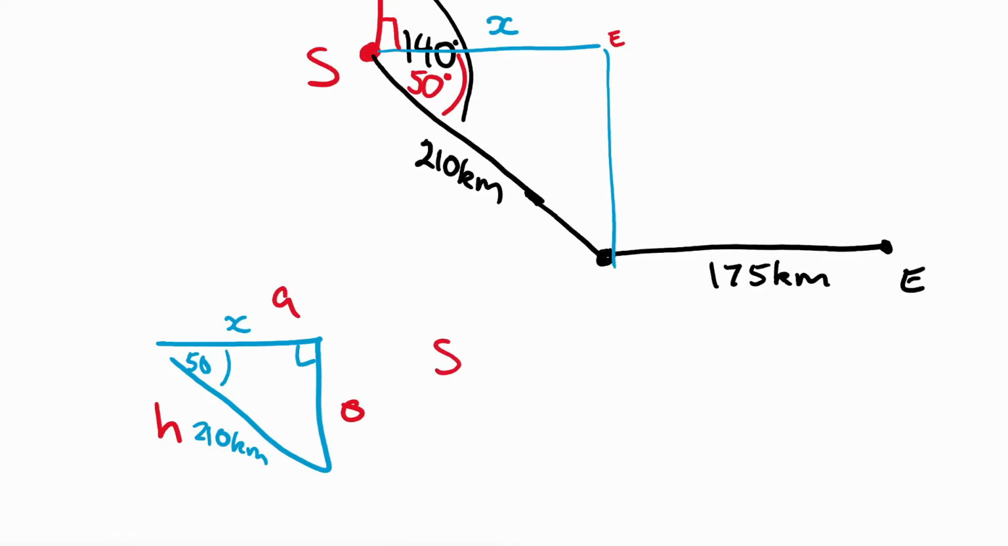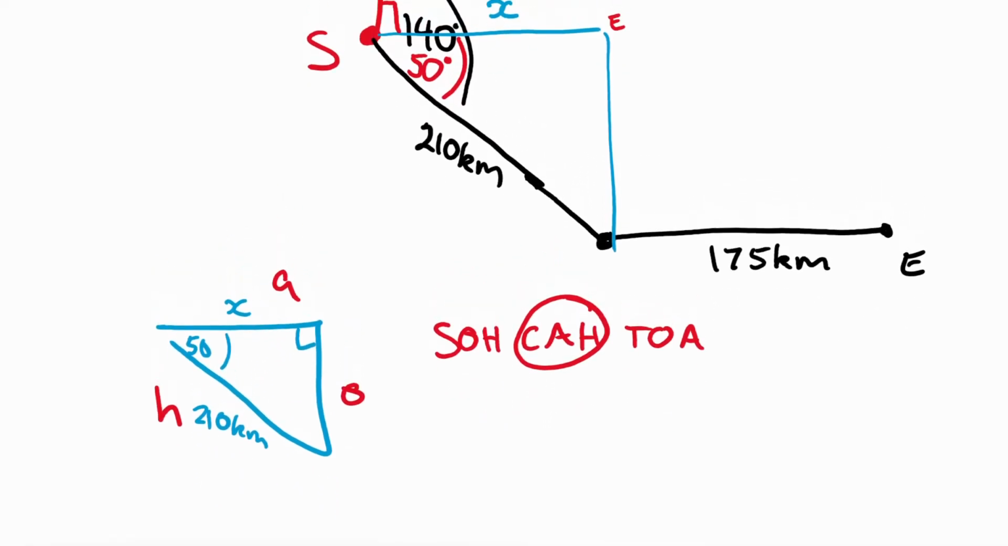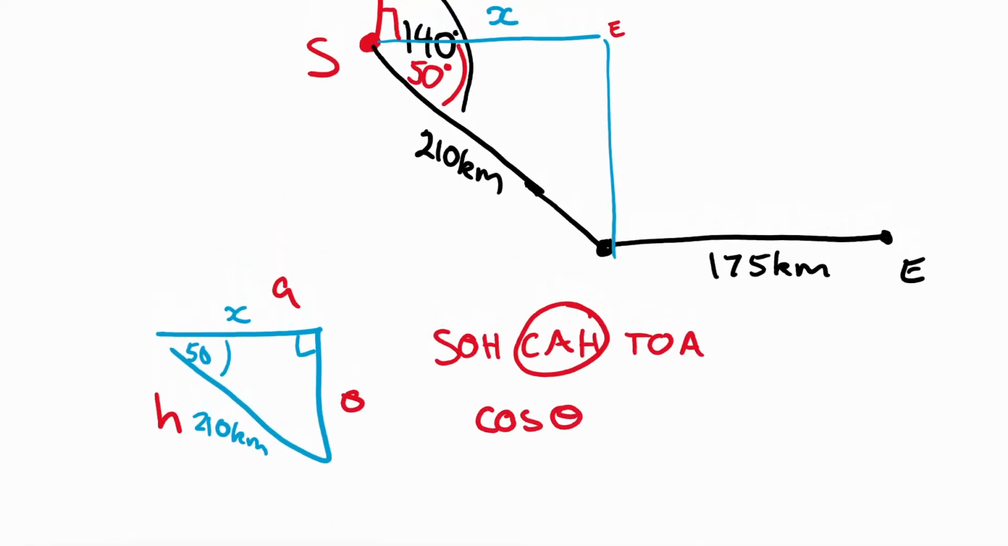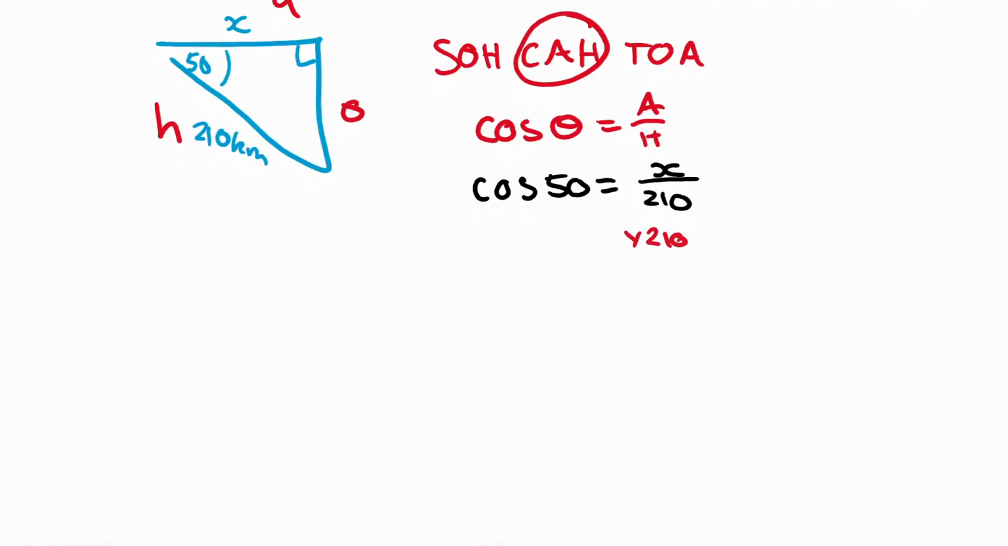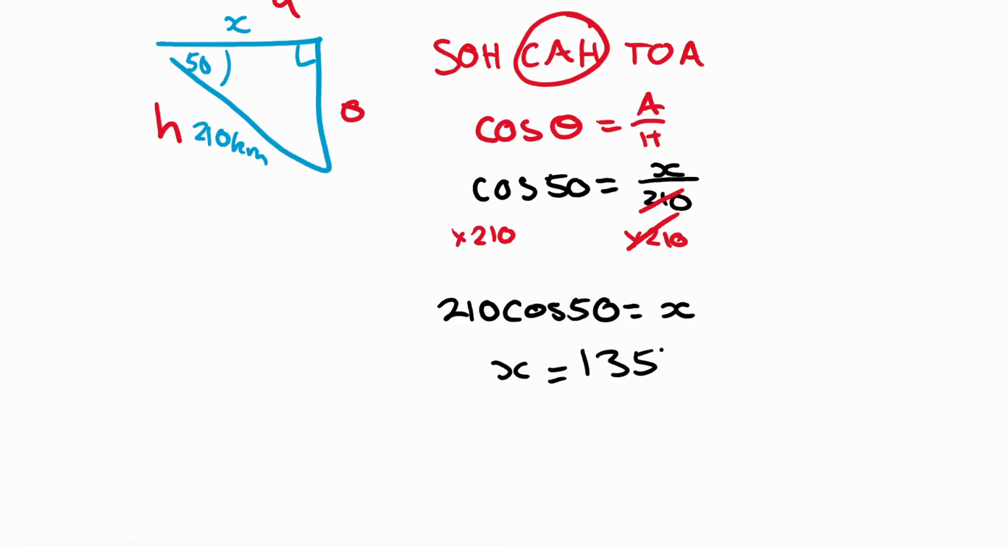So, again, SOHCAHTOA. I have A and H, so I'm looking at cos again. So this time, remember, cos theta equals A over H. So let's substitute in our values. Cos 50 equals X over 210. We're going to multiply our 210 over here because that cancels that out and we're left with X. So 210 cos 50 equals X. So X is going to equal 135 kilometers.